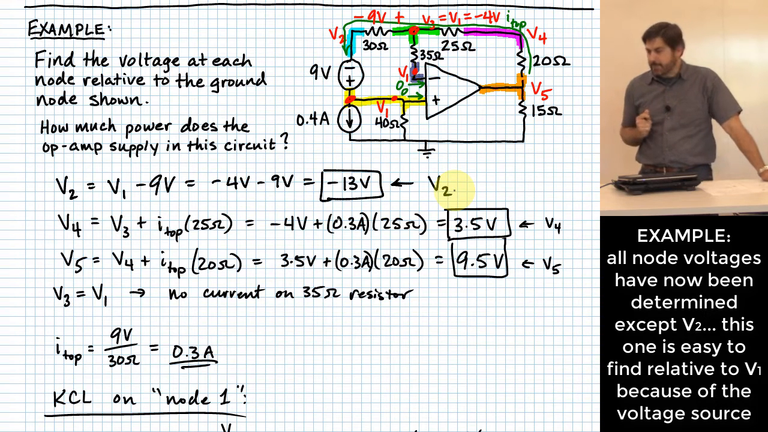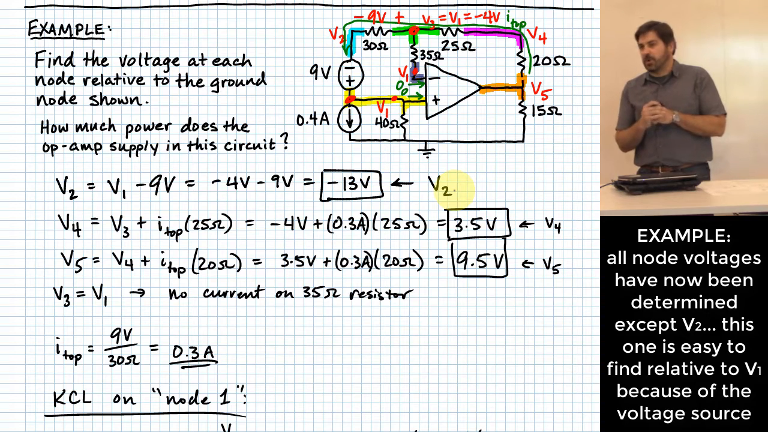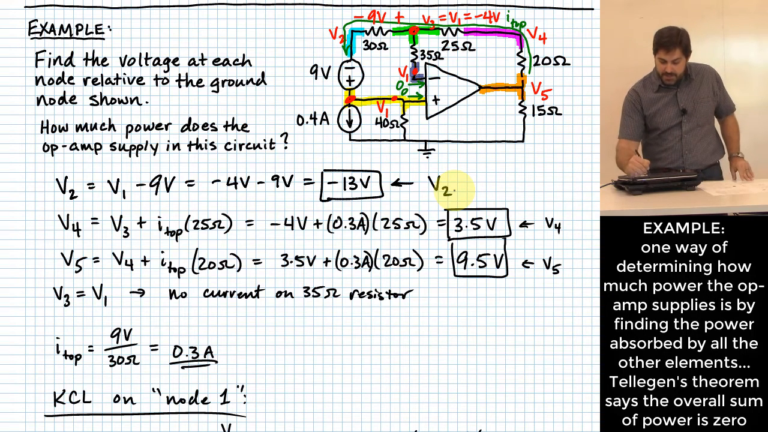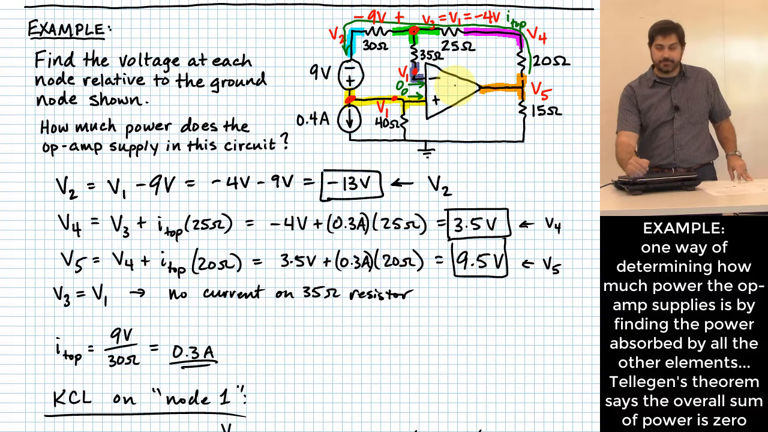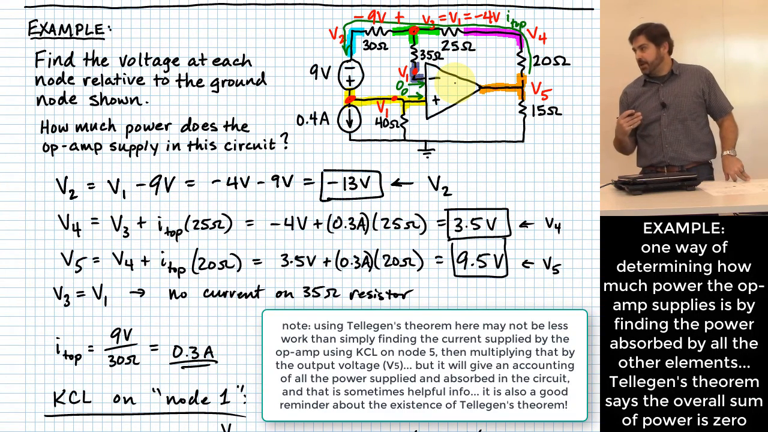Okay? All right. We're done with the first part of the problem. What's the second part of the problem? Okay. What we want to do is figure out how much power is the op-amp itself supplying. I suggest that our best strategy on this is to go back to Tellegen's theorem, which has been a while since we talked about that.